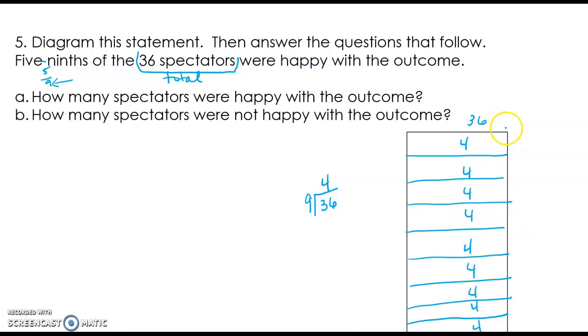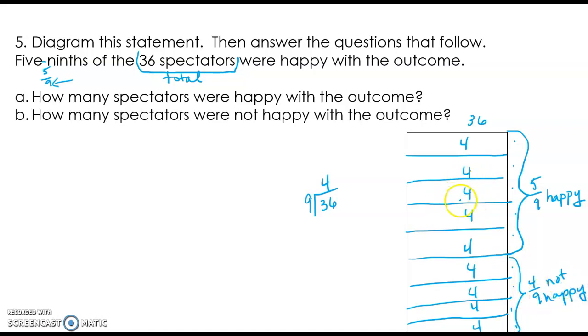Okay, and 5/9, so let's see. 1, 2, 3, 4, 5. These were happy, which means 1, 2, 3, 4 were some other emotion, probably not happy. Okay, and see, I've already diagrammed this out, and I don't even know what they're asking me yet, but it's going to be super easy to answer the questions once I diagram this out.